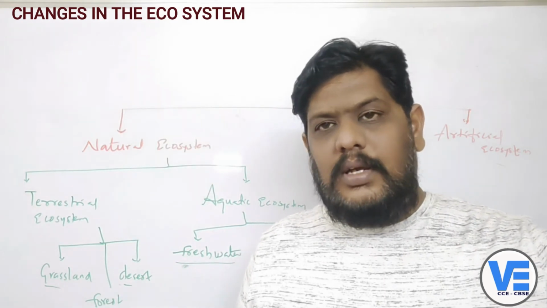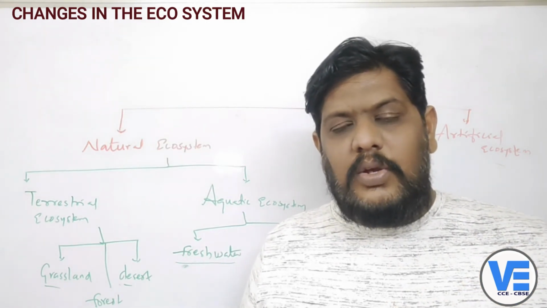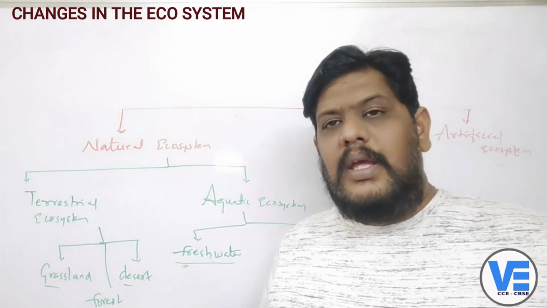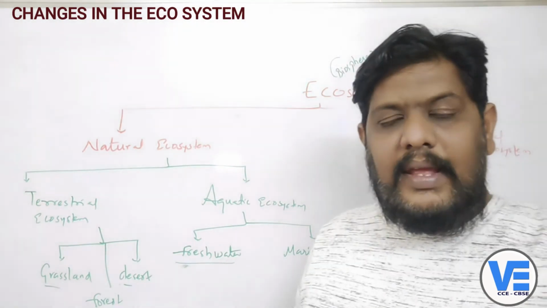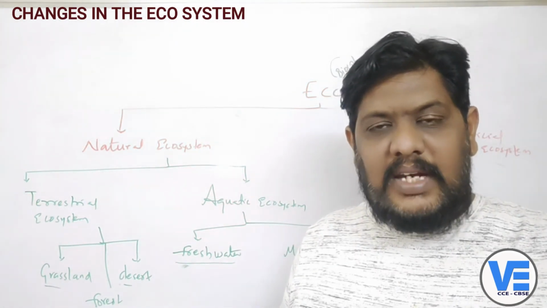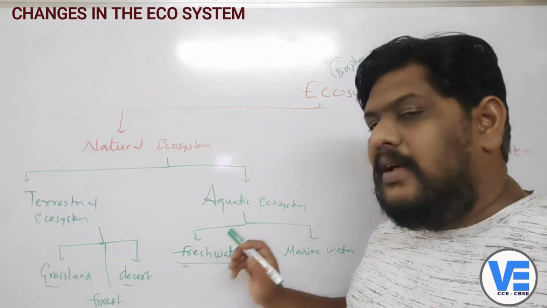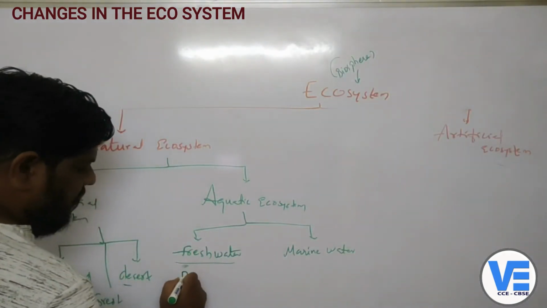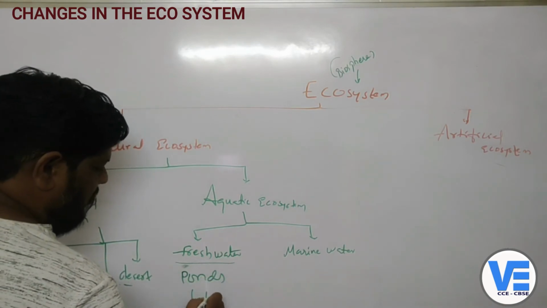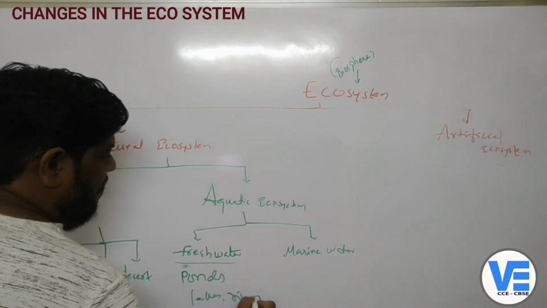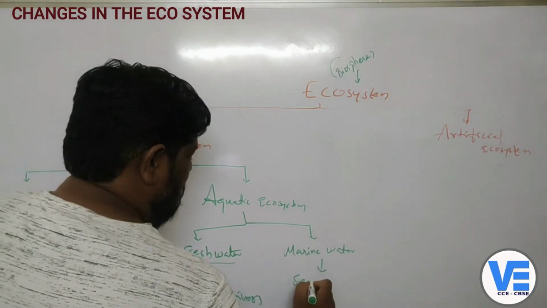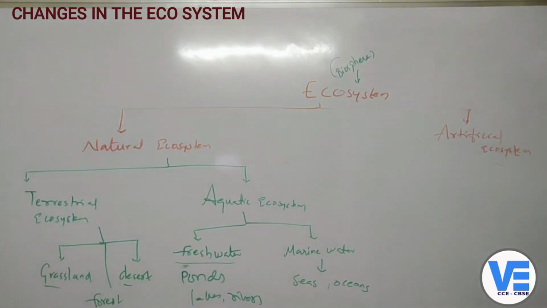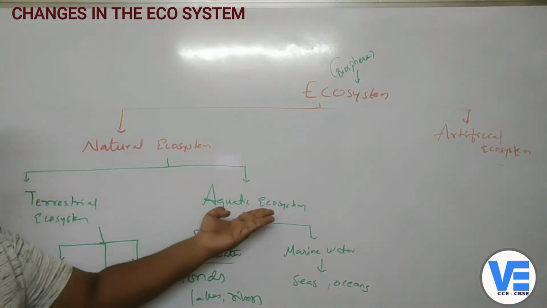Which water bodies come into the marine ecosystem? One is the seas and the second one is the oceans. Both of them come under the marine ecosystem. All the ponds, lakes, streams, rivers, all these four come under the freshwater ecosystem. So freshwater ecosystem in the sense ponds, lakes, rivers. Marine water in the sense seas, oceans. This is how you can see the aquatic ecosystem is divided.